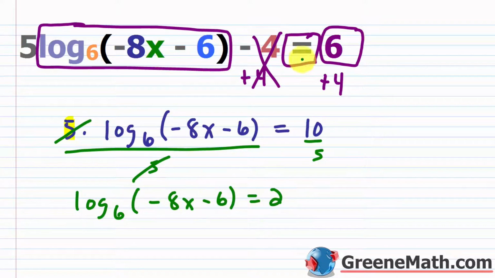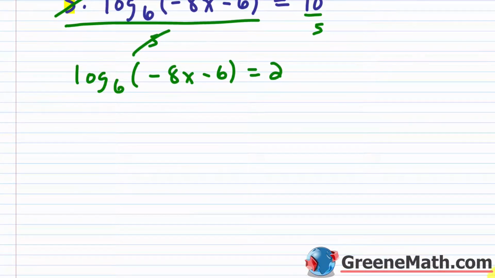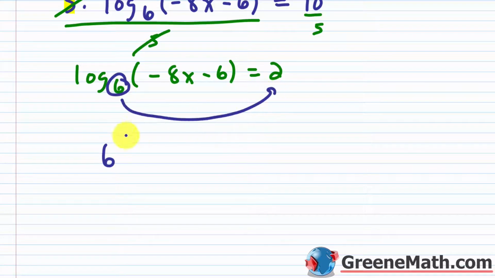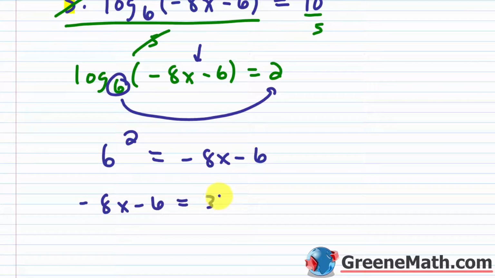So don't let it scare you when you see something long like that. It's not that big of a deal. You just need to go through a few steps to get it into a format that you can do something with. So now we can put this in exponential form to get a solution. My base is 6, and it's raised to the exponent of 2, and it's equal to what? It's equal to this guy right here, the argument of the logarithm. So -8x minus 6. 6 squared is 36. And let me flip this around. So let me say -8x minus 6 equals 36.